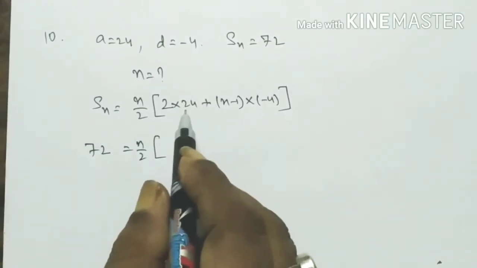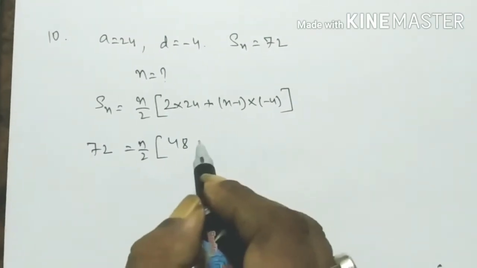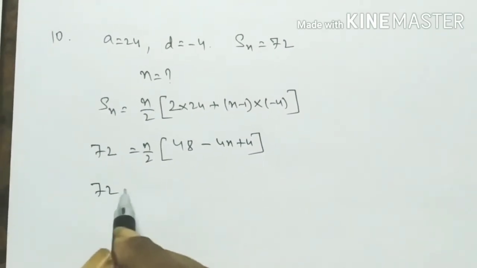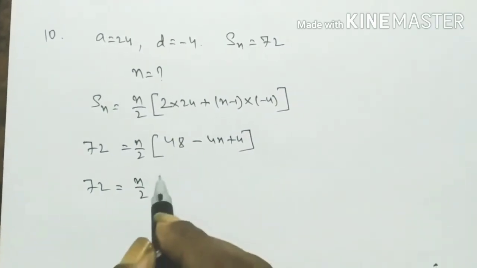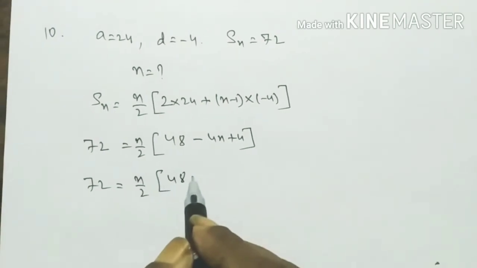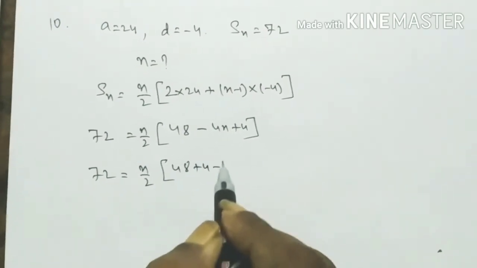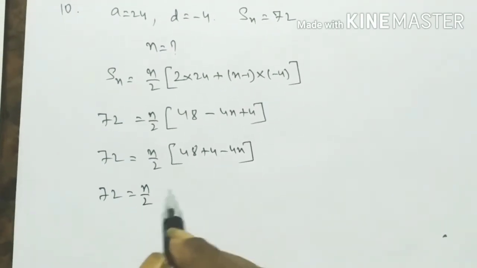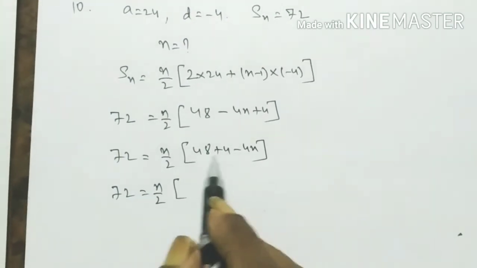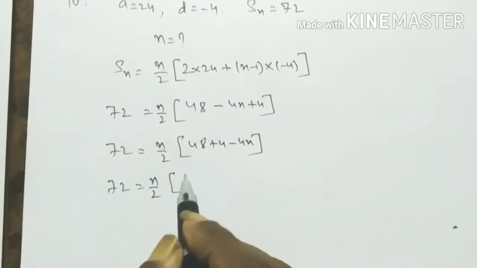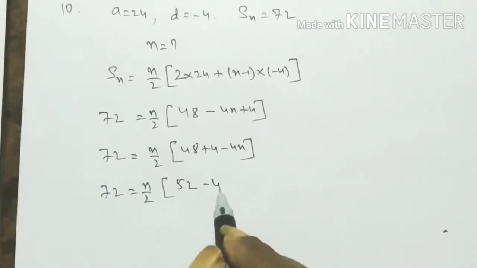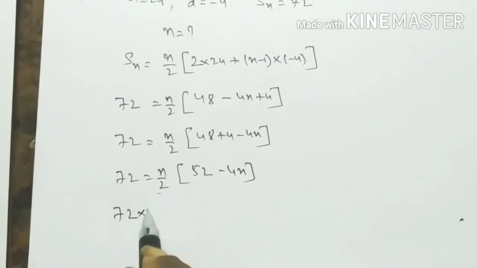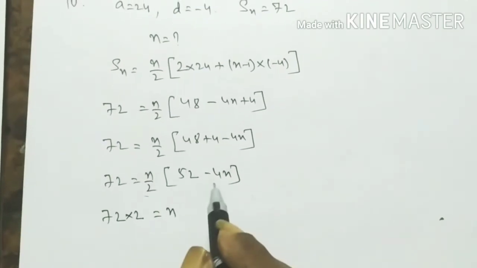72 is equal to n by 2. 2 into 24 is 48, minus 4n plus 4. So 72 equals n by 2, 48 plus 4 minus 4n. This comes to be 48 plus 4, which is 52, minus 4n. 72 into 2 is equal to n.